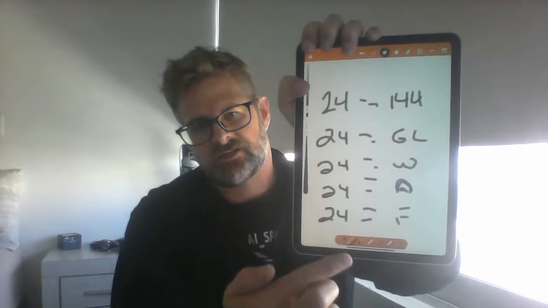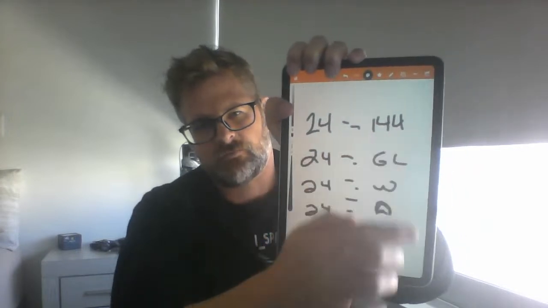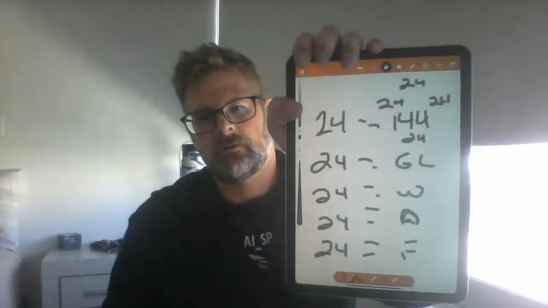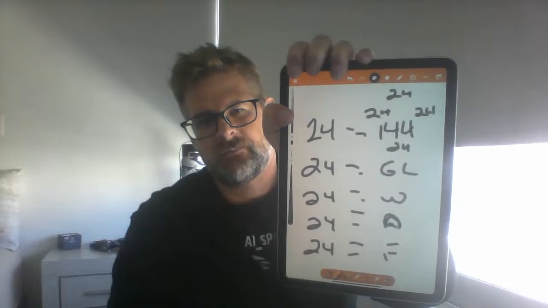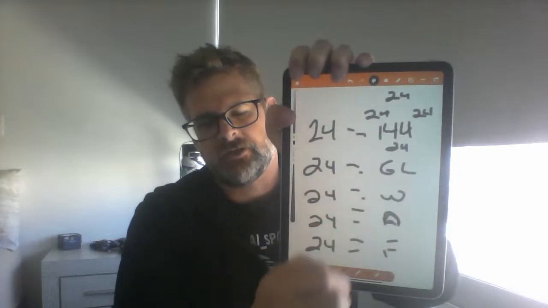Okay, setting lines, calculation, right? 24 equals 144. Track to correlation setting, the track lines of 24, 24, 24, and 24. It's that location. Okay, that's what we're coming into.